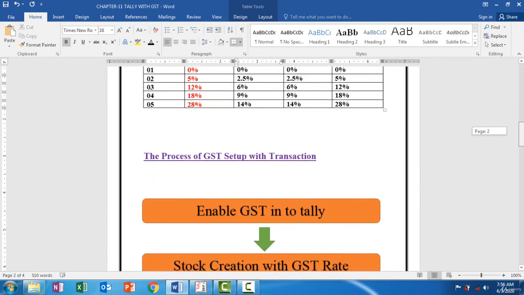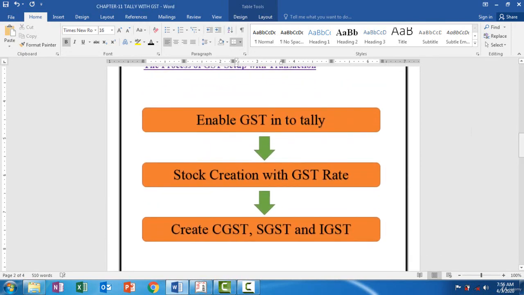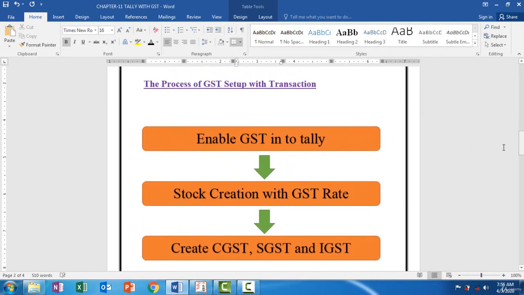Now we are going to look at the process of GST setup with the transaction. First we have to enable GST in Tally. The second process is stock creation with the GST rate. If you enter the GST rate during stock creation, there is no need to worry about it. It is automatically calculated when you sell or purchase the stock item. The third one is to create CGST, SGST and IGST in the ledger. That's it. So these are the processes of GST setup with the transaction.